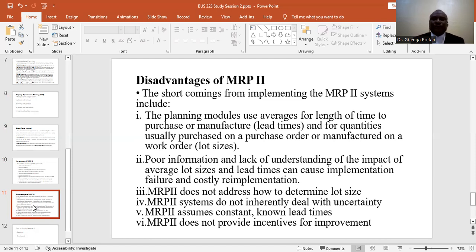MRP 2 does not provide incentive for improvement. It believes in a dogmatic way for people to work. It does not provide incentives for improvement in workers' performance.